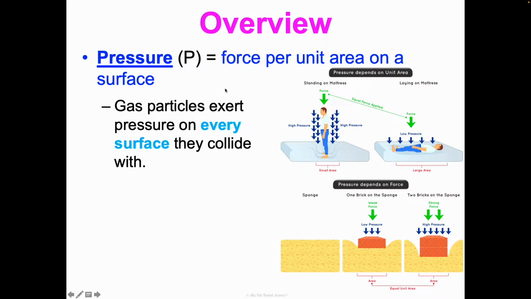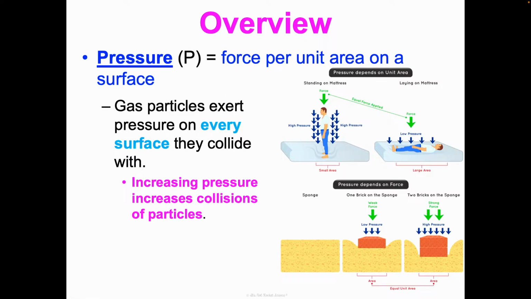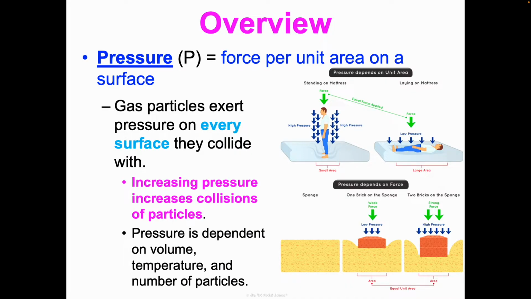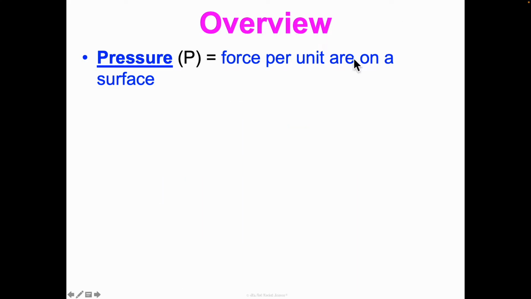Gas particles exert pressure on every surface that they collide with. If you increase pressure, you're increasing the collisions of particles. And pressure is dependent on volume, temperature, and the number of those particles, because the more particles you have, the more that they are going to collide. Now, I'll fix that little typo right there.